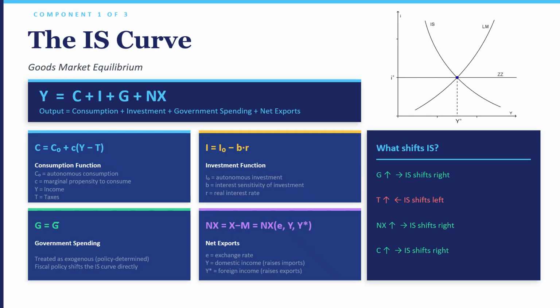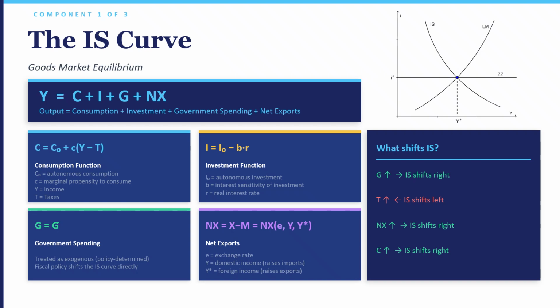The IS curve is derived from the goods market equilibrium condition of output equals consumption plus investment plus government spending plus net exports. And if you remember anything from macroeconomics, this is just the formula for GDP. And as you can see in the top right there, it is the downward sloping curve with interest rate being graphed on the y-axis and GDP or output being graphed on the x-axis.